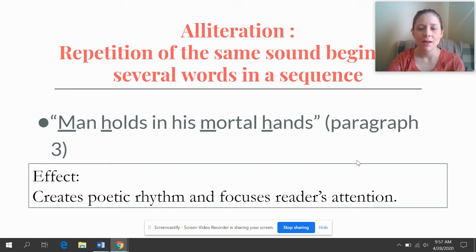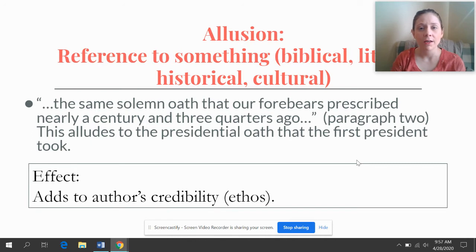Our second device, allusion. We talked about allusions a lot during The Most Dangerous Game and Lord of the Flies. There are many types of allusions, but the ones that we looked at the most were biblical, historical, cultural, and literary. In JFK's speech, you will find some historical allusions, but you will also find some biblical allusions. So let's look at, oh, you know what? That list is right here. Look at me.